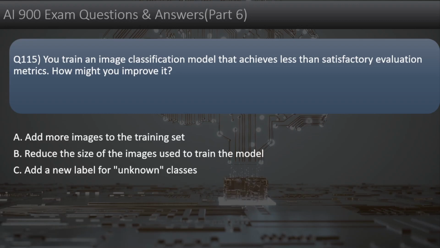You train an image classification model that achieves less than satisfactory evaluation metrics. How might you improve it? Option A, add more images to the training set. Option B, reduce the size of the images used to train the model. Option C, add a new label for unknown classes. The correct answer is option A, add more images to the training set.